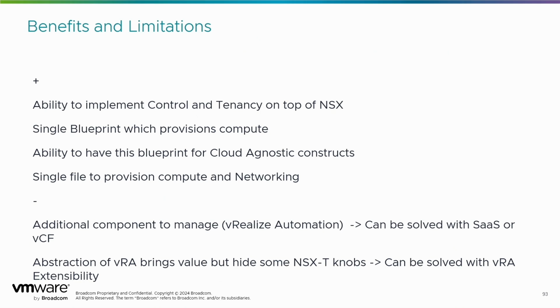And then abstraction of VRA or ARIA automation brings value but hides some of the NSX knobs. So you have to work with your blueprints and your end users, your customers, to be able to understand exactly what their automation needs are, and then you can expose these things by writing them into your blueprints or make them available in a service broker catalog of some sort.